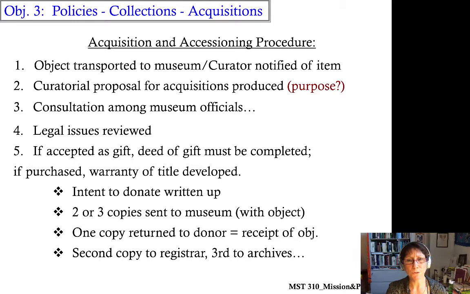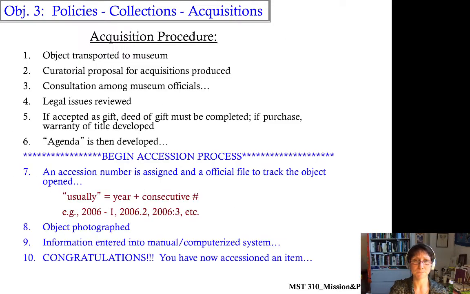The reason that there are 2 or 3 is because one of those copies, and these are all originals, should be left with the donor as a receipt that the object has transferred ownership from them to your institution. And then the other copies will go, generally speaking, either to the registrar and then to the archives, or, if you don't have an archivist, to the registrar, and then the curator will keep a second copy. So generally speaking, there are 3 copies that get made. And then an agenda is developed.